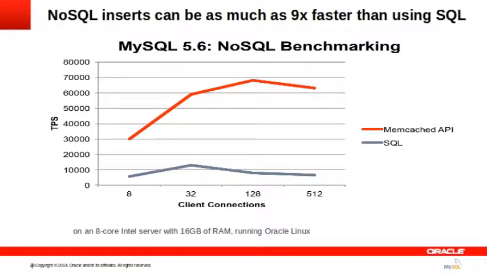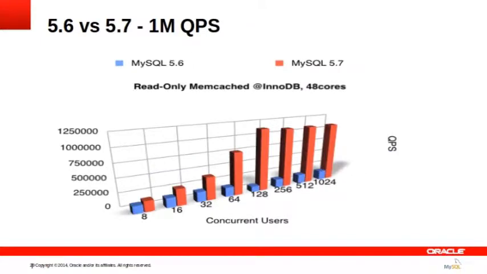How much performance gain have we achieved in 5.6? So you can see this one is not using NoSQL, and this one is using NoSQL. This section is basically RDBMS or MySQL, and this is MySQL when using the memcached API. Basically NoSQL in MySQL. Now I'll show some graphs.